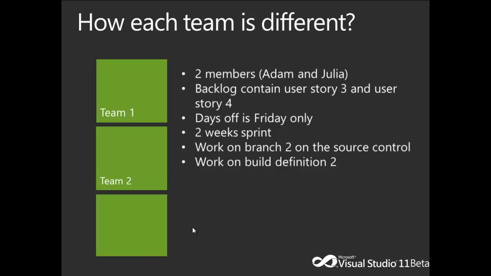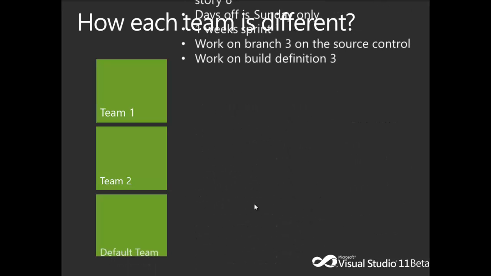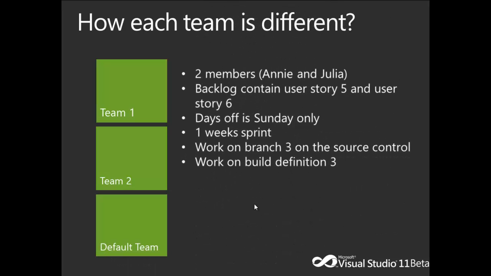Team 2 has two members, Adam and Julia. Their backlog contains user story 3 and user story 4. Days off is Friday only. 2 weeks sprint, work on branch 2 on the source control, working on build definition 2. The default team has Annie and Julia. Backlog contains user story 5 and 6. Days off is Sunday only. 1 week sprint, work on branch 3 on the source control, work on build definition 3.